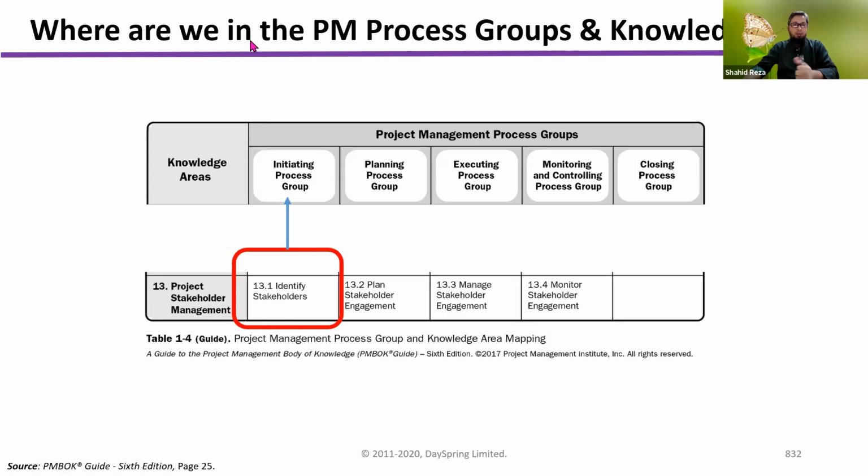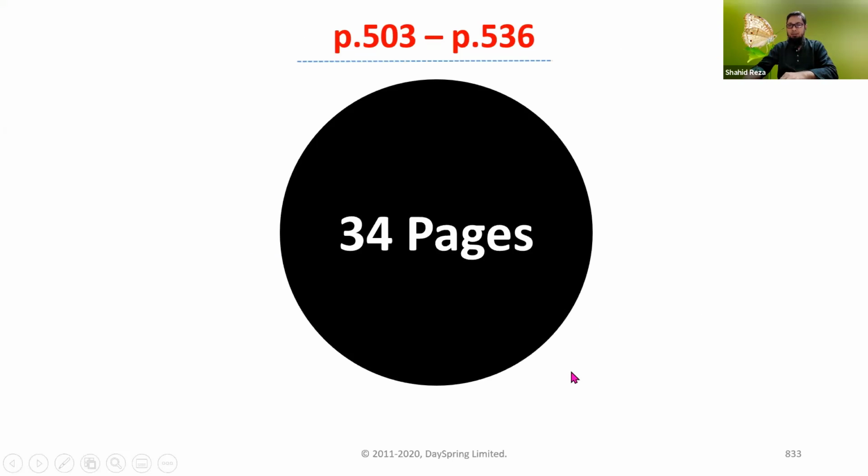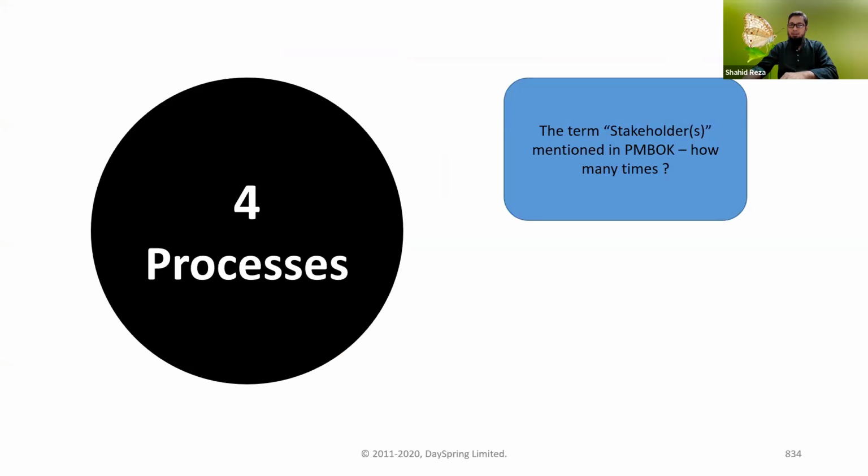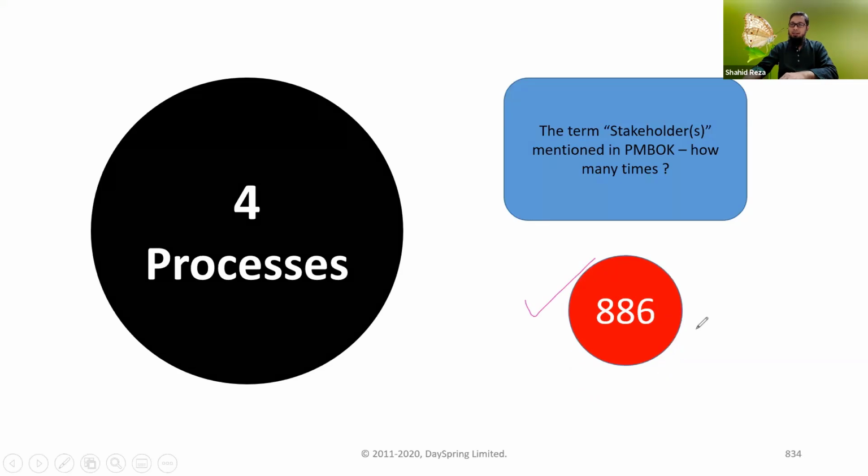Okay, so let's see identify stakeholders. We will see the detail. This chapter is 34 pages with a total of 4 processes. If you search for the word stakeholder, you will get a total of 886 times that the word stakeholder or stakeholders is spelled out in the PMBOK, searching from page 1 to 537, not the whole book. The whole book is most probably 900 plus pages, but for the exam, the syllabus is only page 1 to 537. In these pages I have searched stakeholder and found 886 mentions. So you understand how important stakeholder is.